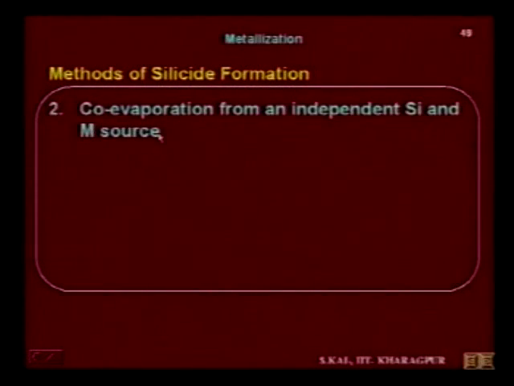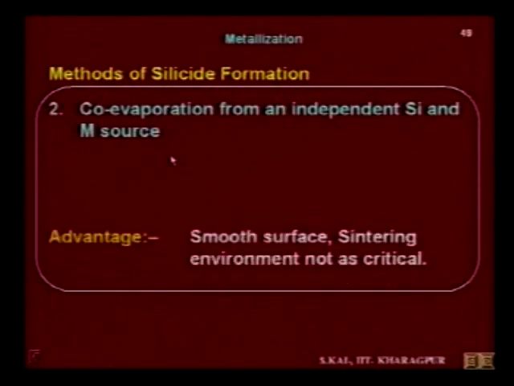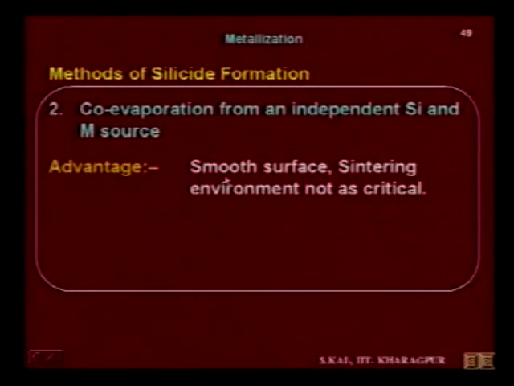Okay. And the next technique is co-evaporation from an independent silicon and metal source. Co-evaporation, the second technique of silicide formation. In this particular case, the advantage is a smooth surface compared to the earlier method, and the sintering environment is not as critical. That is also a point, because if the sintering environment is critical, then instead of forming silicide, it may be oxidized or it may form nitride.